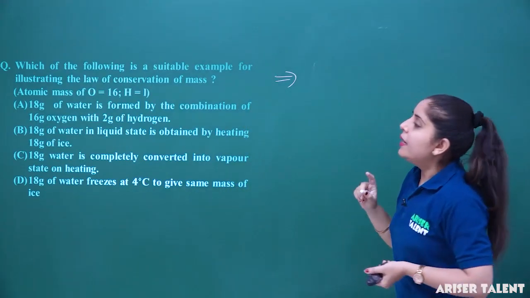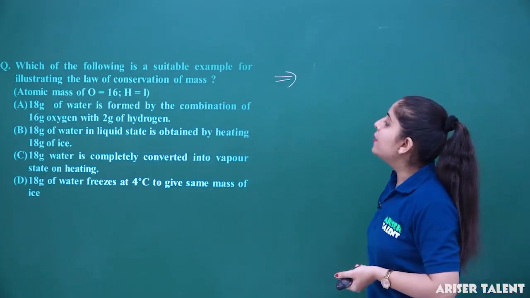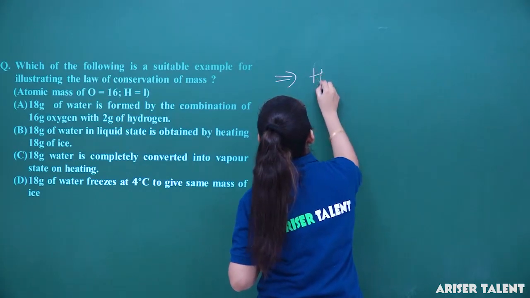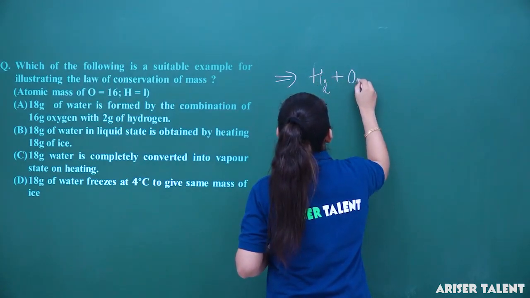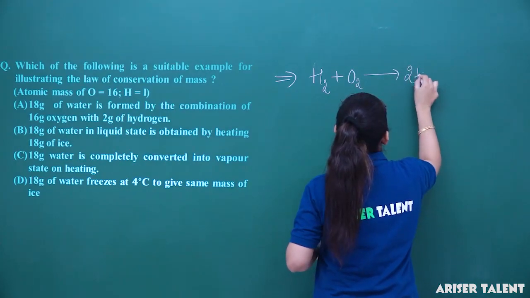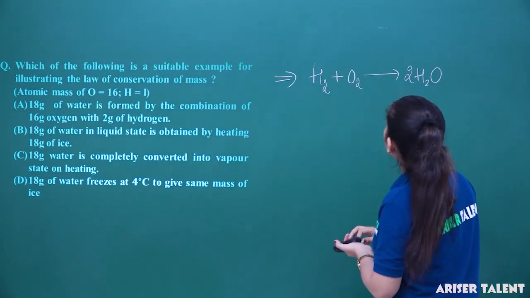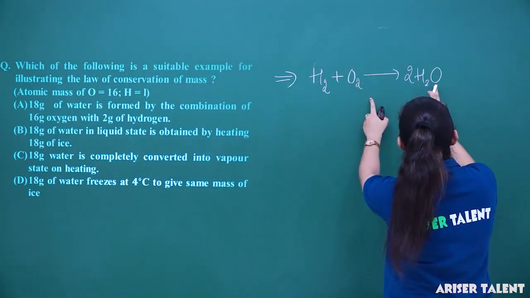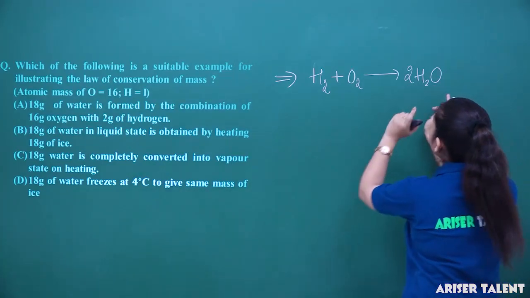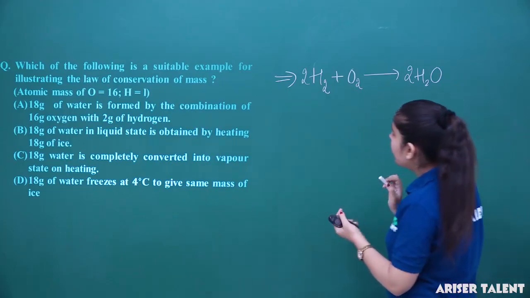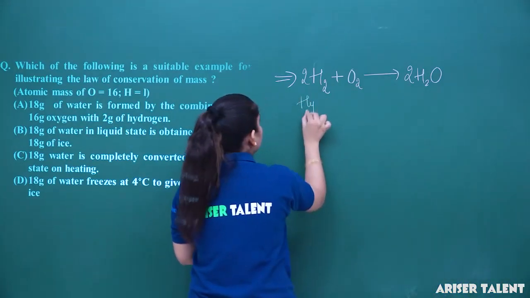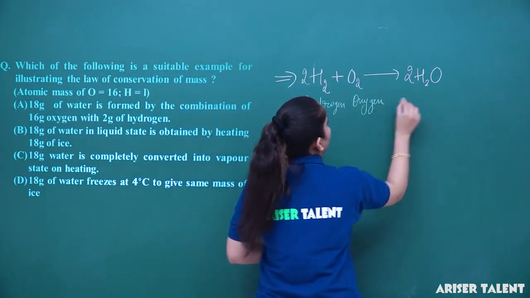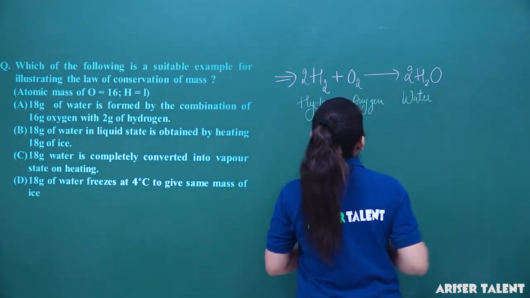So, 18 gram of water is formed by the combination of 16 gram of oxygen and 2 gram of hydrogen. Firstly, I am taking hydrogen and oxygen here. H2 and O2 are going to form water. This equation is not balanced here, so let us balance the equation first. Oxygen 2, hydrogen we have 4, 2 into 2, 4. So I have to balance the equation, so I am substituting 2 here. This is our hydrogen, this is oxygen, and the compound formed is water.